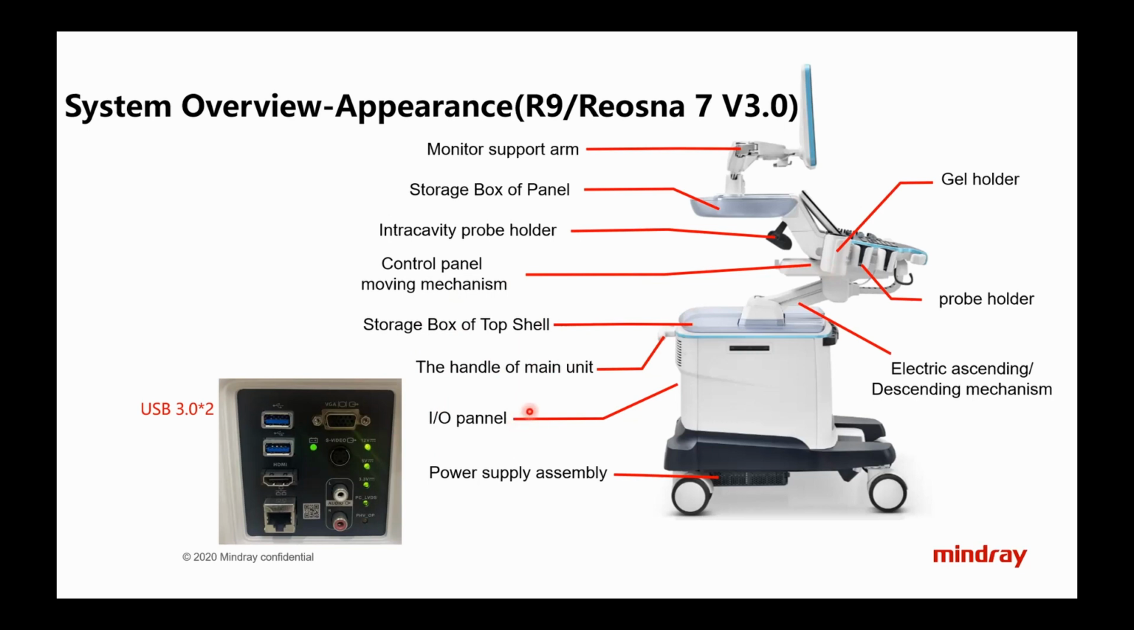An input-output board panel, it contains USB and also VGA to let the machine connect with external monitors, and also HDMI with LAN cable. LAN cable to let our machine connected with the hospital by DICOM, by LAN, by PACS, by HIS, hospital information system. All of this by this LAN cable. And here's the power supply assembly. That is the overview of our machine.